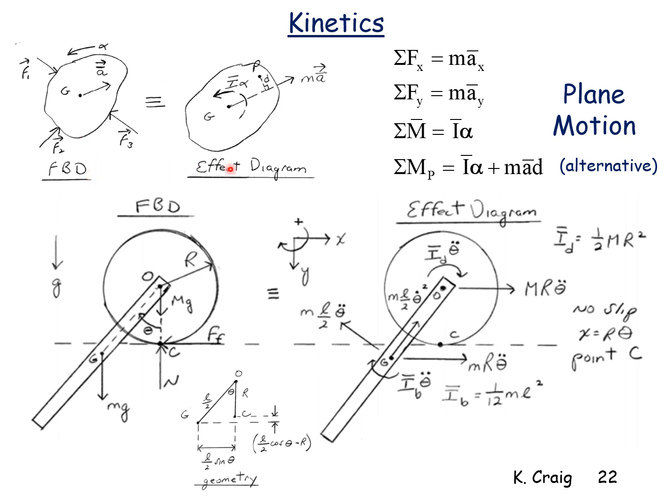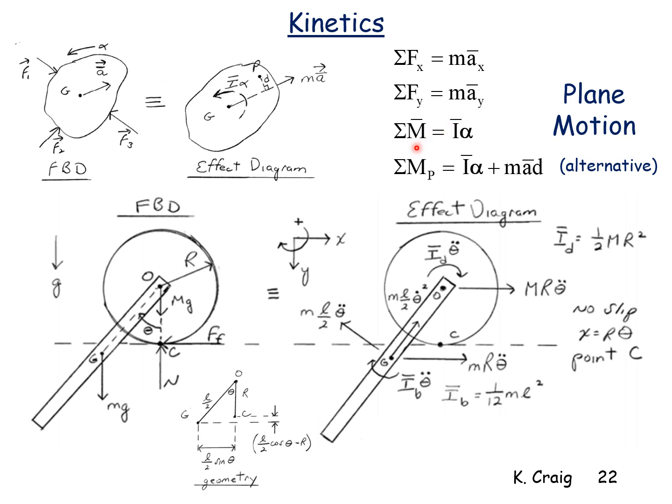We then show on an effect diagram the terms that are contained on the right side of our equations of motion from our Newton-Euler laws of nature. Those equations say the summation of forces in the x direction is equal to the mass times the absolute acceleration of the center of mass in the x direction. Summation of forces in the y direction is equal to the mass times the absolute acceleration of the center of mass in the y direction.